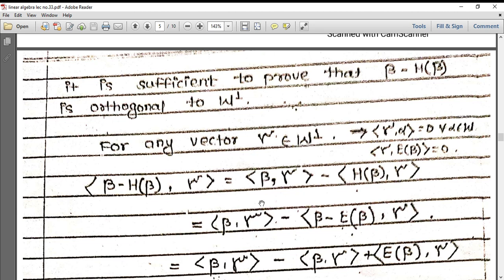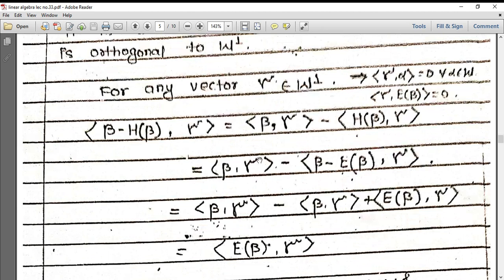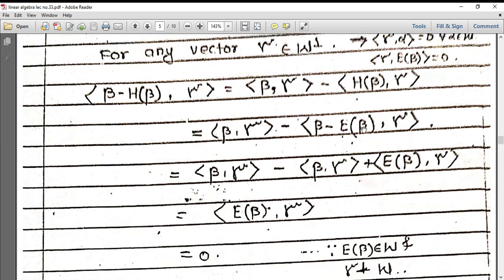By the linearity property, we can write the inner product of beta and gamma minus the inner product of H of beta and gamma. The value of H of beta is nothing but beta minus E of beta, by the definition of H. So it is the inner product of beta and gamma minus the inner product of beta and gamma plus the inner product of E of beta and gamma, by linearity. The plus and minus terms cancel, which gives the inner product of E of beta and gamma.